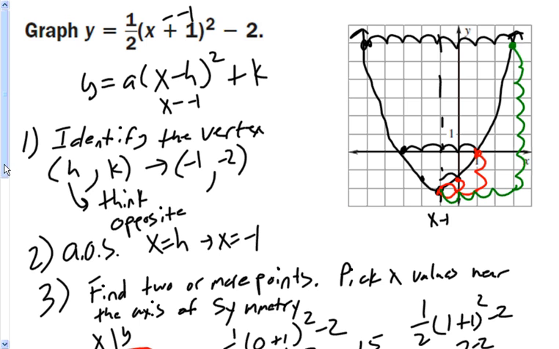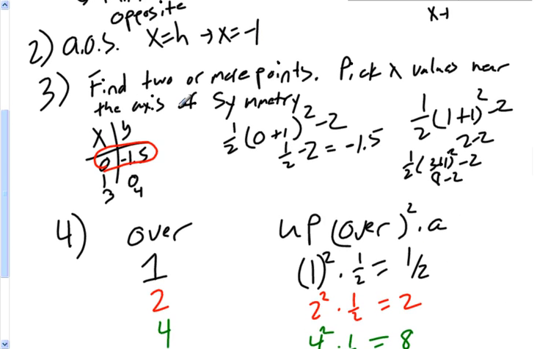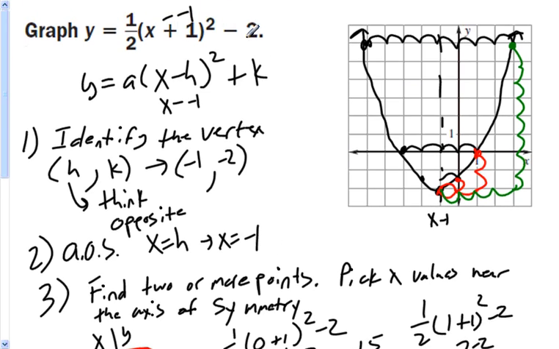So when you're graphing quadratics, you can either pick values and make a table, or just think over is how many units you go over from the axis of symmetry. Take that number, square it, multiply it by the a, and that tells you how far to go up. So either method works. I think the over and up is pretty easy, and it's a lot quicker, but you choose whichever method works best for you.